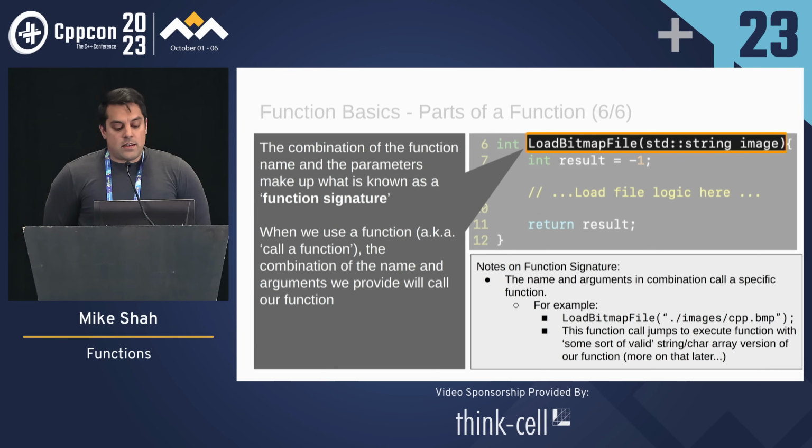And finally, the combination of the name of the function and the parameters form what's known as the function signature. So this is the unique signature, just like when you autograph something, it should be unique with your name for identifying this function. So that combination of name and the parameters. Okay. And that's the idea here.